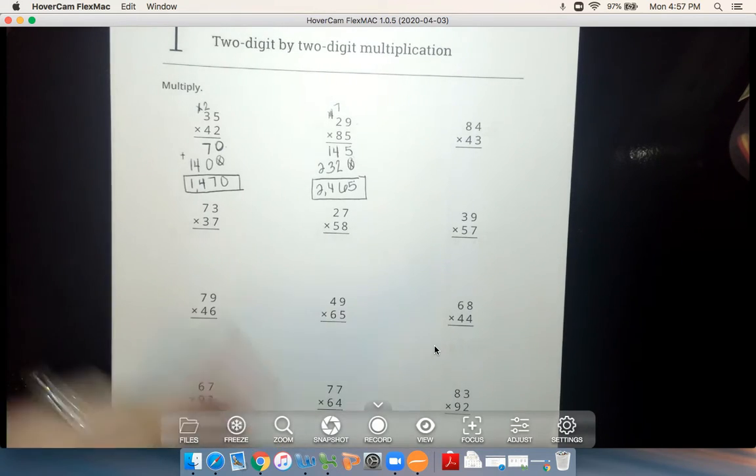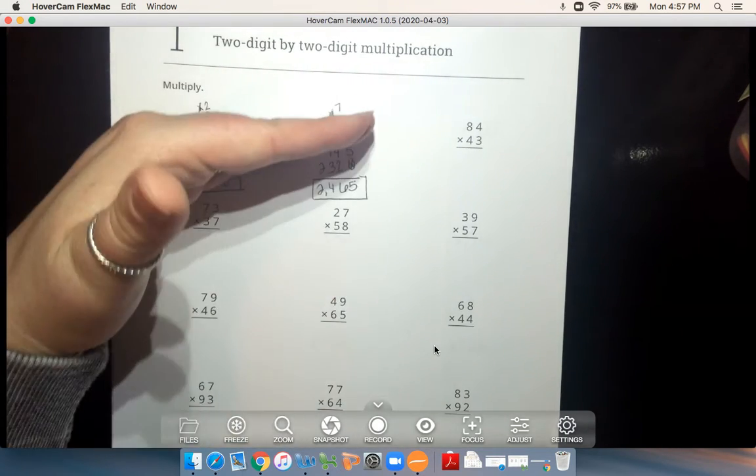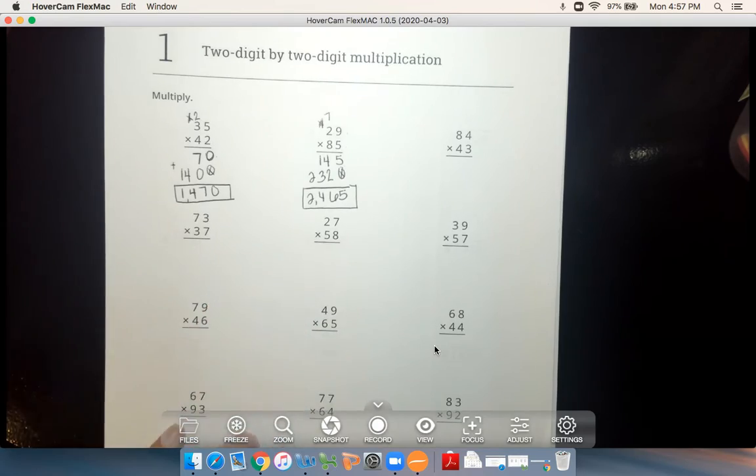Okay, so that's your 2-digit by 2-digit multiplication. Remember, you're responsible for this entire page here. Okay, long division.